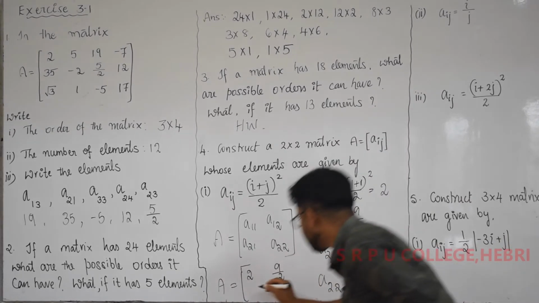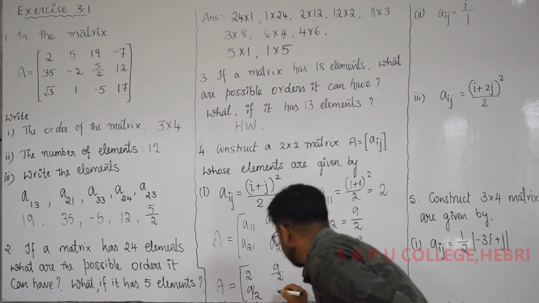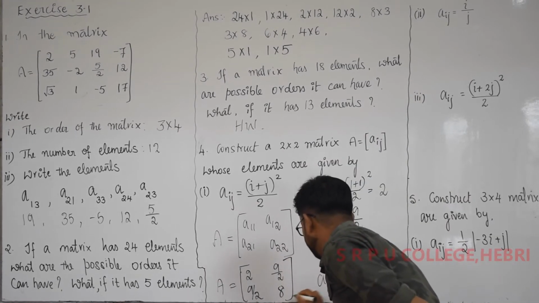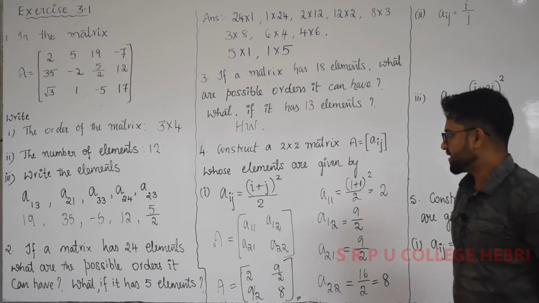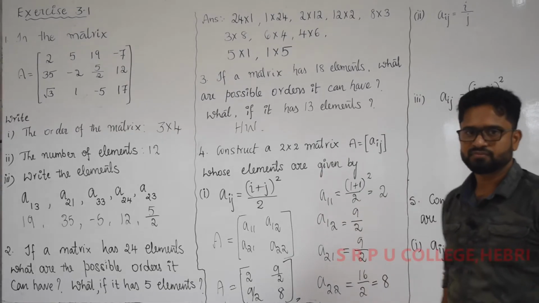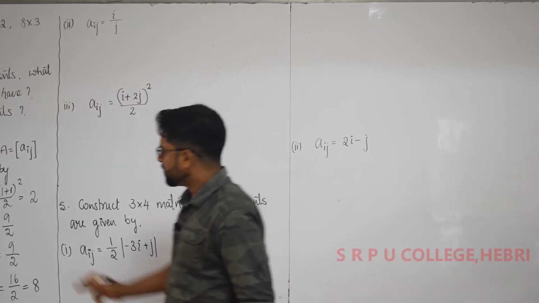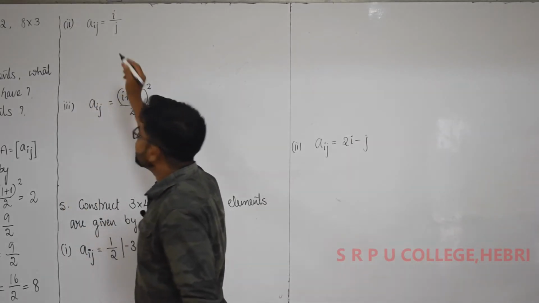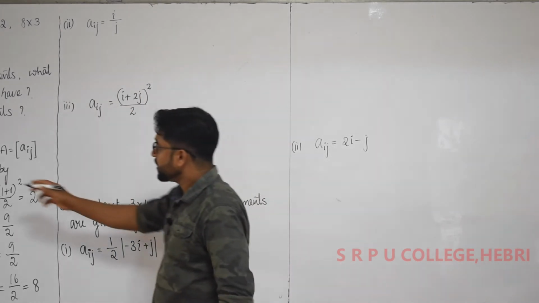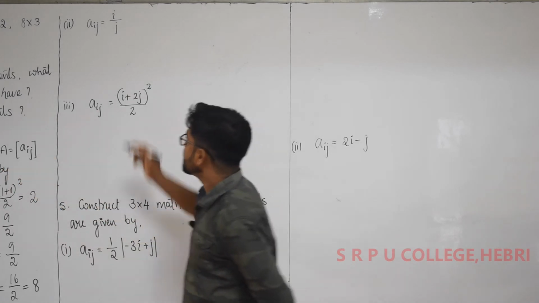Similarly A21 is 9 by 2 and last A22 will be 8. So this much if you write, you will get full marks, students. Constructing matrix of order 2 cross 2. Under fourth problem, second one, Aij is equal to i by j. Even here also a 2 cross 2 matrix you have to construct.